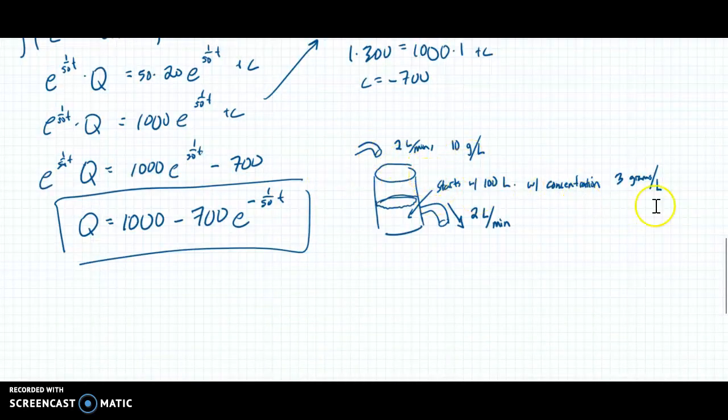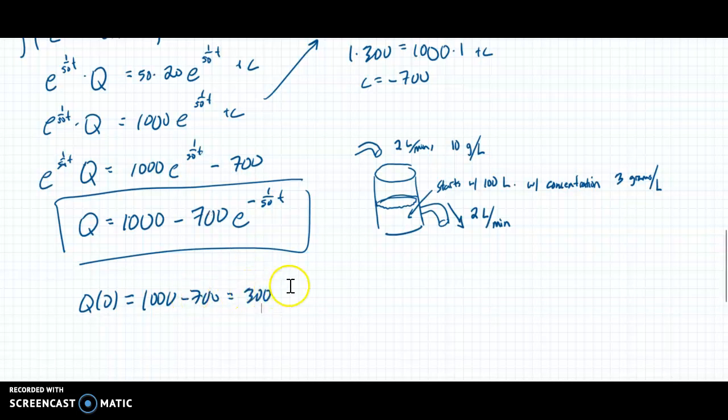Now, some of these things I've actually already talked about. I said that the concentration of this as time goes on should approach this 10 grams per liter. And then also, it better have that 3 grams per liter in the beginning. Let me find Q of 0 given this. Well, look, 1,000 minus 700 e to the 0. That just gives me 1,000 minus 700, which is 300, which matches up with what we've talked about.